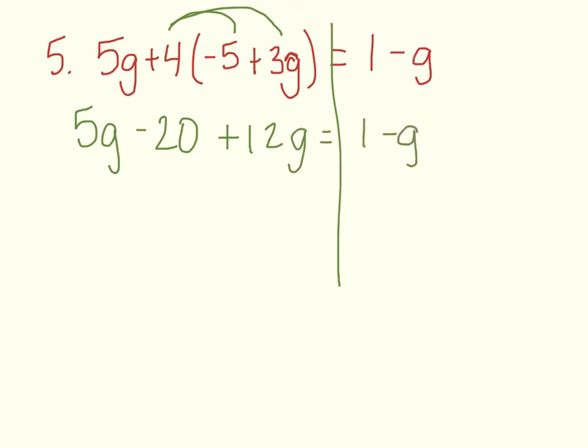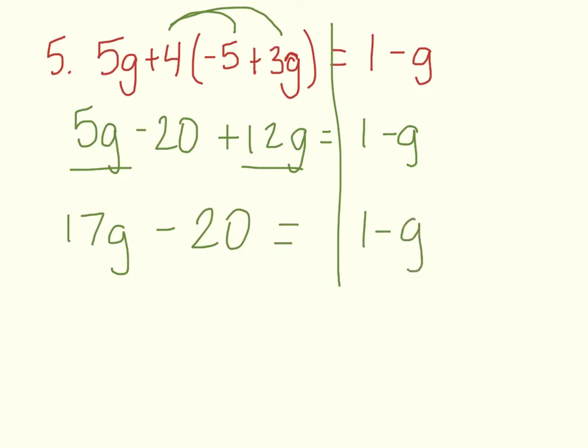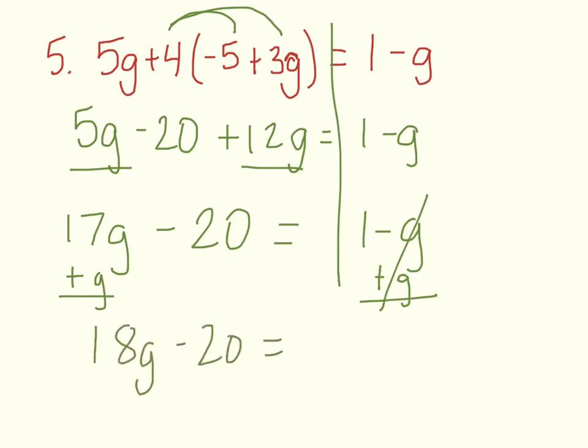g. Okay, on the left side, now I see I have two different sets of g's, so I can put those together. Since they're on the same side of the equal sign, I don't need to do inverse operations. I can just combine them. So you have positive 5g and positive 12g, which makes 17g minus 20 equals 1 minus g. Okay, now I have more g's on the left side, so I'm going to add this g. It's like adding a 1g. Okay, these cancel. So we have 18g minus 20 equals 1.